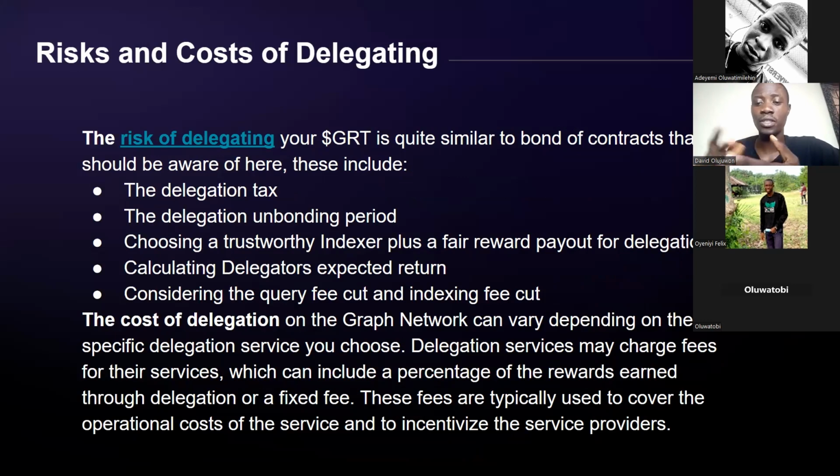So this will always include tax, because these taxes have always been there, even before this whole back and forth with the US SEC. So one of the risks includes tax. You must be aware you're going to be paying some tax, no matter how small or big it's going to be. The second thing is the delegation bonding period. It's just like when you stake your token, you're going to be waiting for the maturation time before you can harvest or get the reward of your invested GRT and the expected return on investment, because it's like an investment.